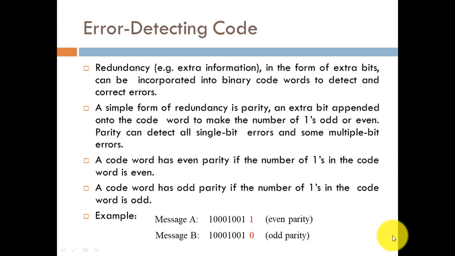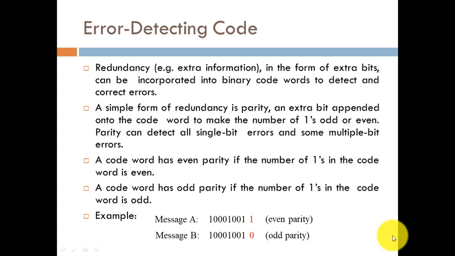A code word has even parity if the number of ones in the code word is even. This is what we have already discussed, that we simply need to count the total number of ones. A code word has odd parity if the total number of ones in the code word is odd. So that will be your odd parity.